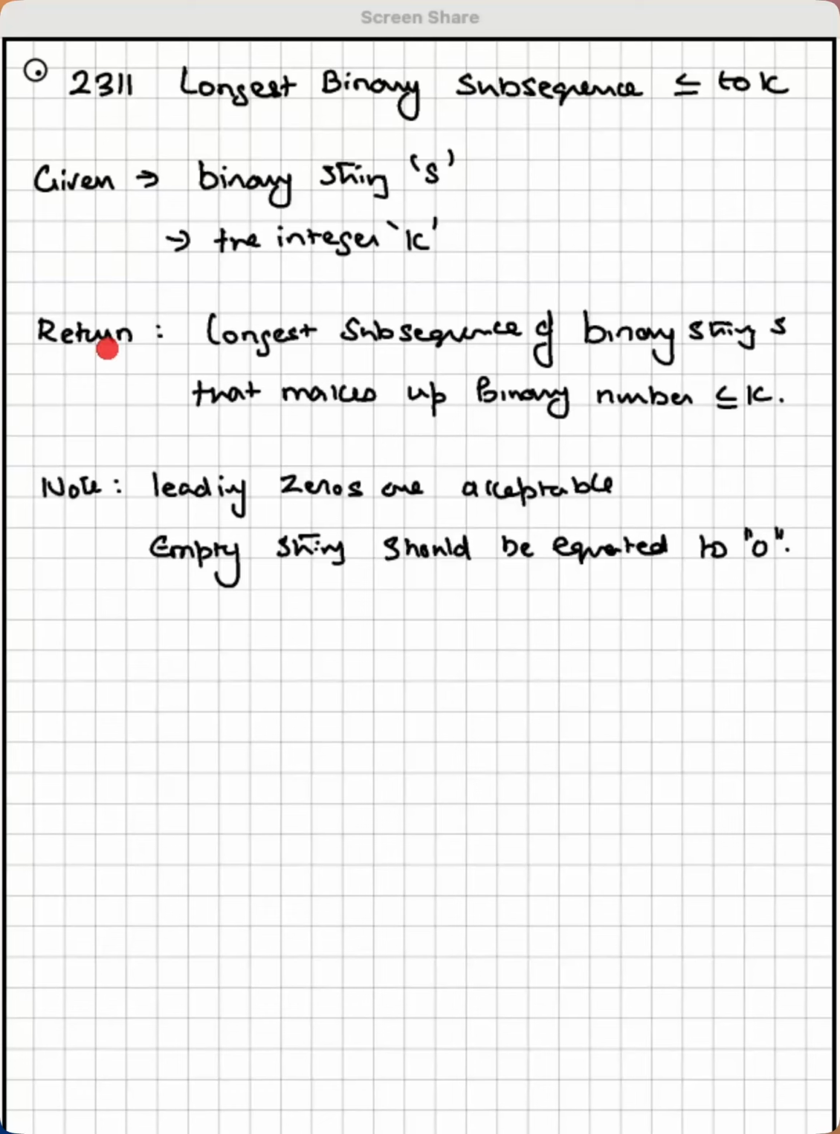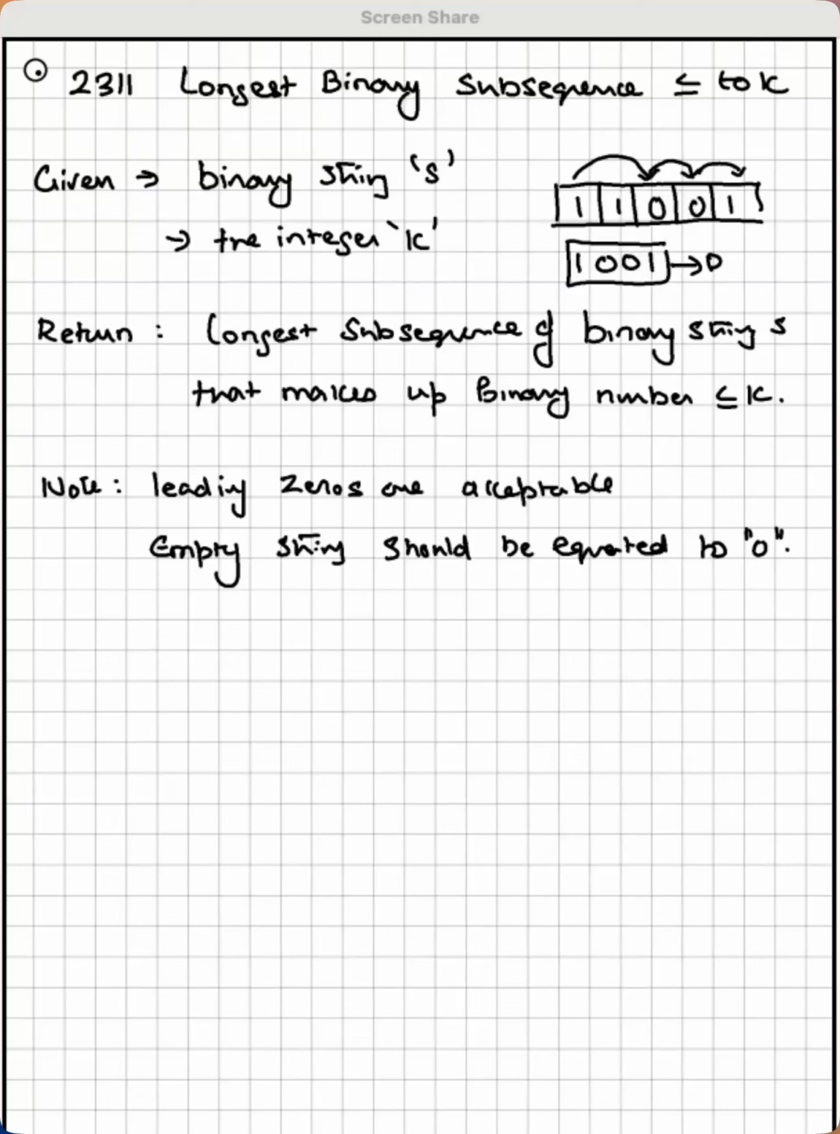Now what we're expected to do is return the longest subsequence of binary string s that makes up a binary number lesser than or equal to k. What that means is that if I have a binary number, let's say something like this, I can pick non-consecutive elements and create a resulting binary number, which in this case looks like this.